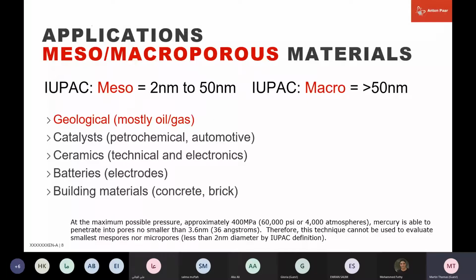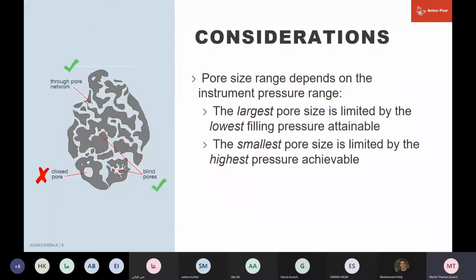Just as a reminder, the maximum pressure that we can generate for this technique is 60,000 pounds per square inch, 4,000 atmospheres, 414 megapascals, and that will allow us to get into pores as small as about 3.5 nanometers, 3.6 nanometers, and the largest depends on the lowest filling pressure, almost a millimeter. So when we're measuring porous materials, we just have to make sure we have the correct expectations as to what a technique like this can actually perform.